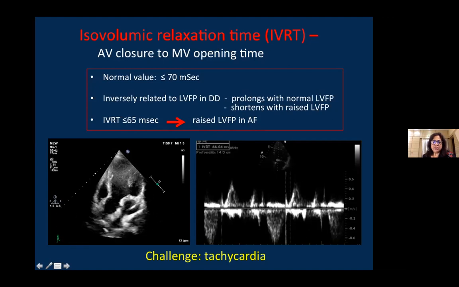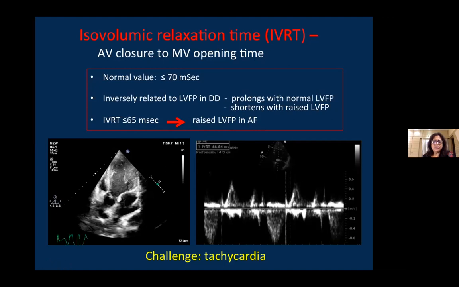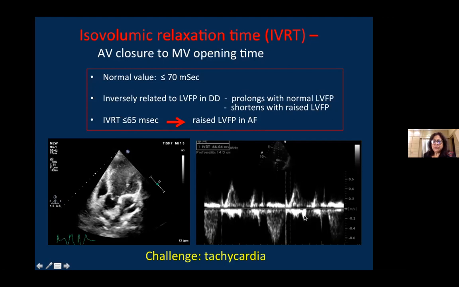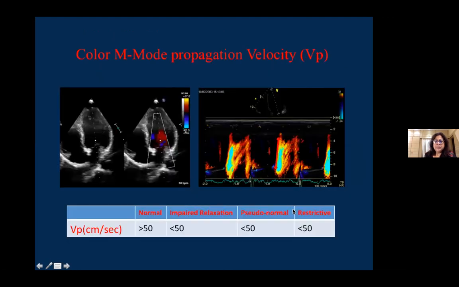Now, of course, the challenge is tachycardia, because tachycardia shortens the isovolumic relaxation time, so it is very difficult to measure. You can increase the sweep of this flow pattern to measure the isovolumic relaxation time.